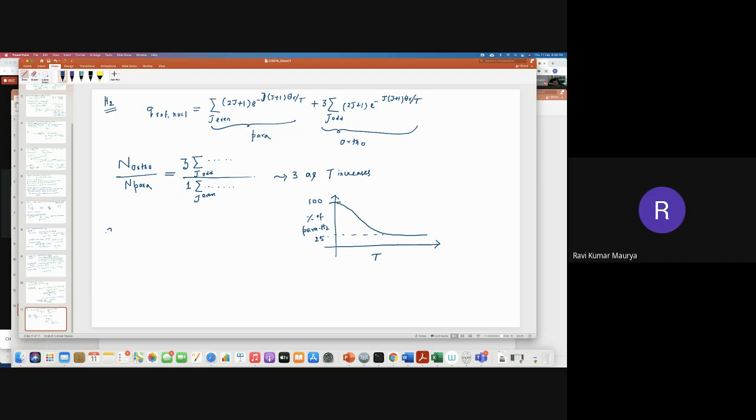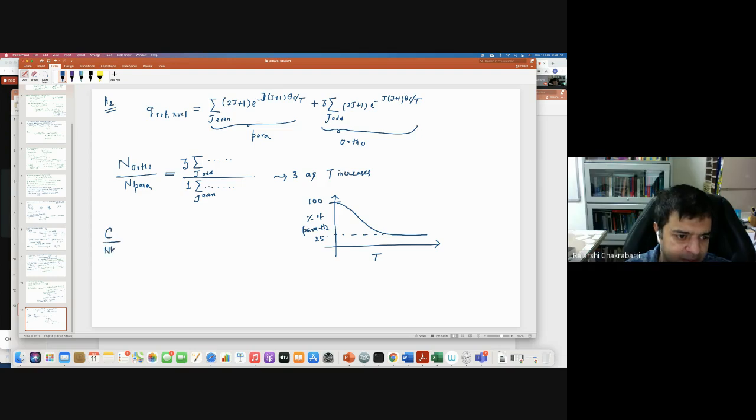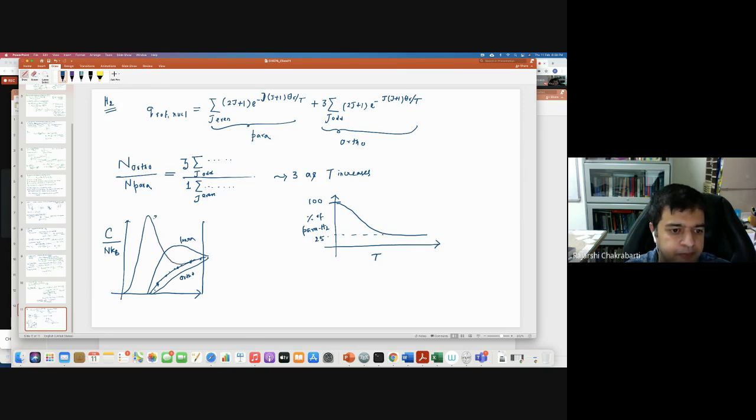But actually, you can calculate heat capacity divided by n kB. Let me finish this and then I'll answer. If you do this, you will see that the experimental value will be like this. These are experimentally measured. If you calculate only for ortho, it will be something like this. Only for para, it is something like this. The equilibrium mixture, at any given temperature, will be like this.